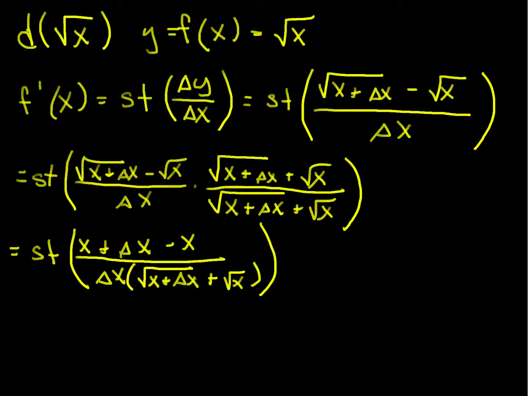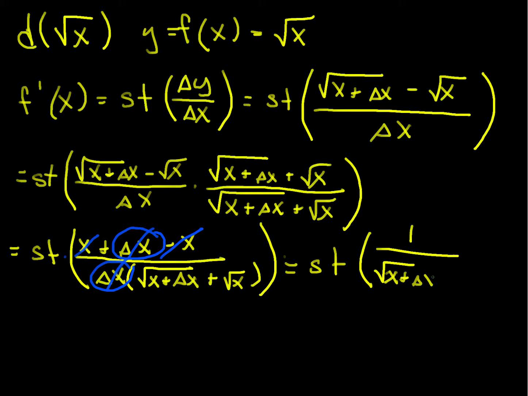And so, again, we're going to have some canceling. So this x and this x cancel. And what's left behind is a delta x on the top. And this is multiplication here, right? So I have a delta x factor on the bottom. They'll cancel as well. And so what gets left behind is I'll be computing the standard part of 1 over square root of x plus delta x plus square root of x.